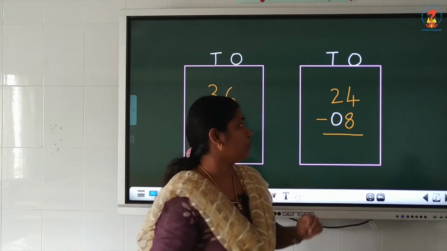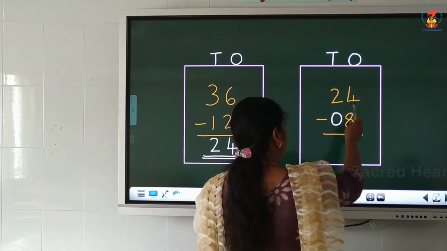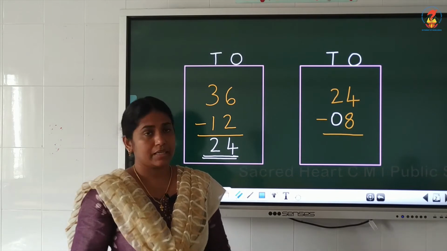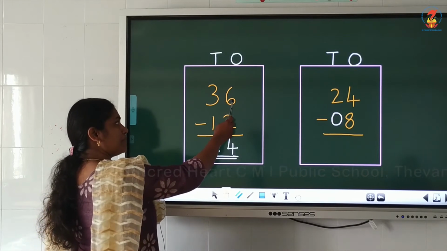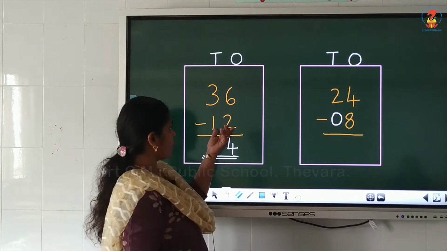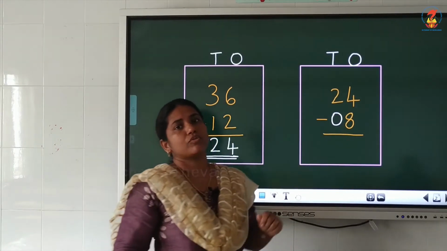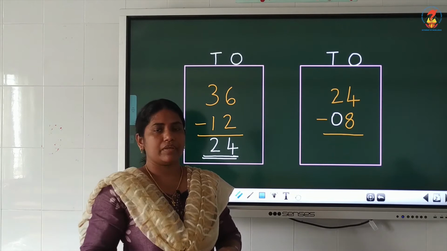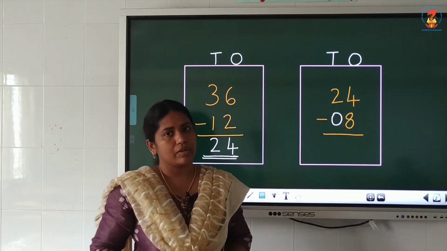So how will we do this type of question? That means the top number is small and the bottom number is big. We can't subtract. Look at the previous question, children. You can easily understand. Here the top number is big and the bottom number is small, so we start counting after the small number up to the bigger number. But here, the top number is 4 and the bottom number is 8. So we can't subtract 8 from this 4. So what will we do?